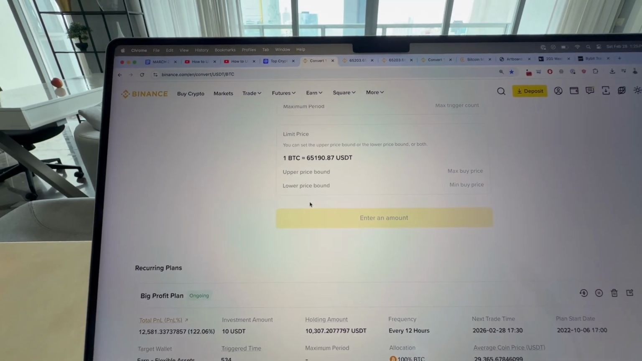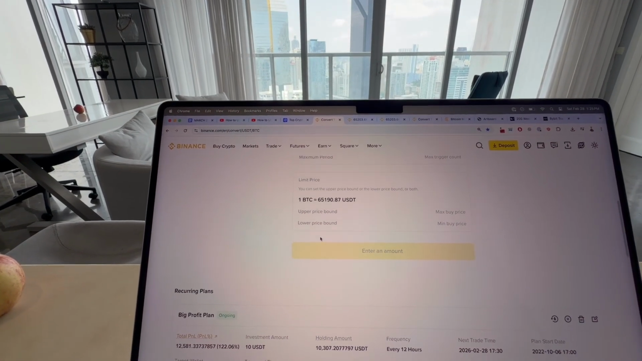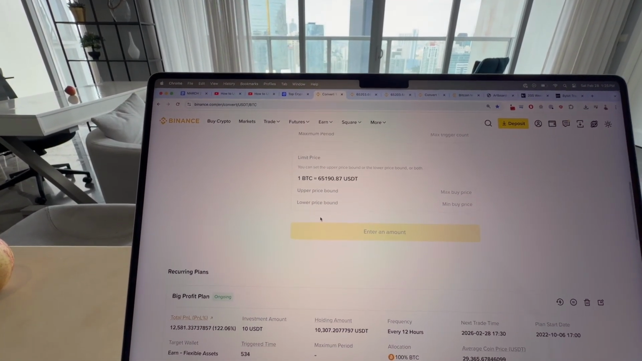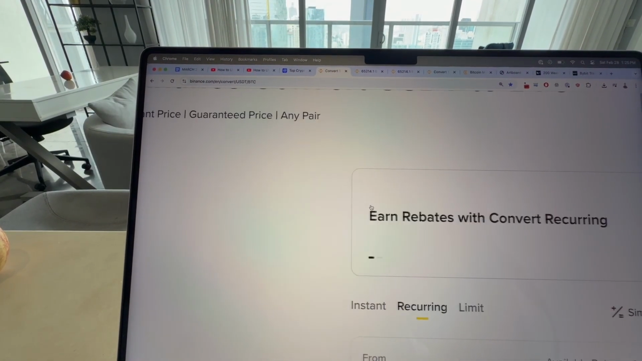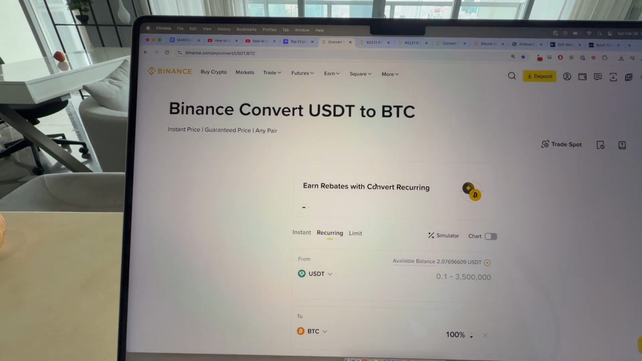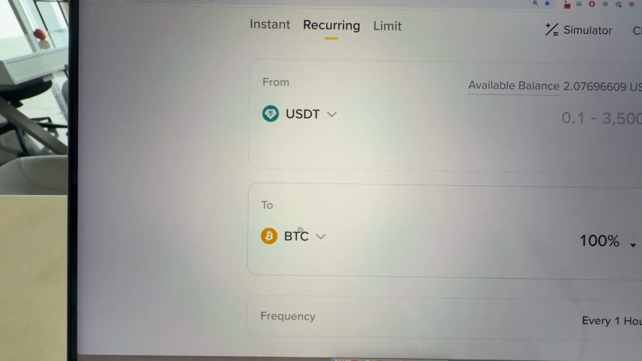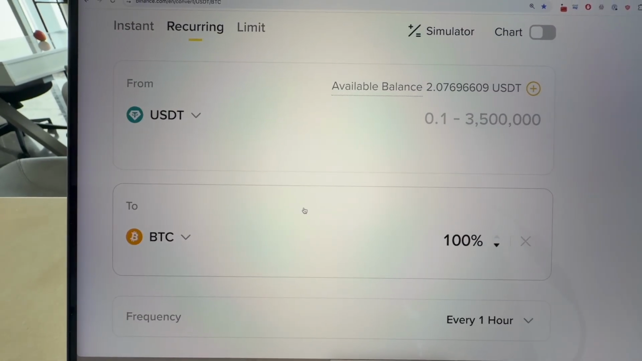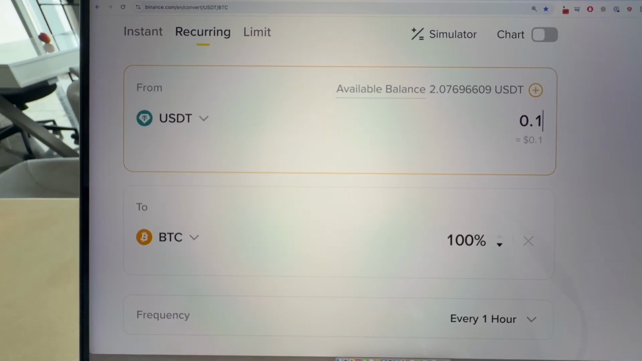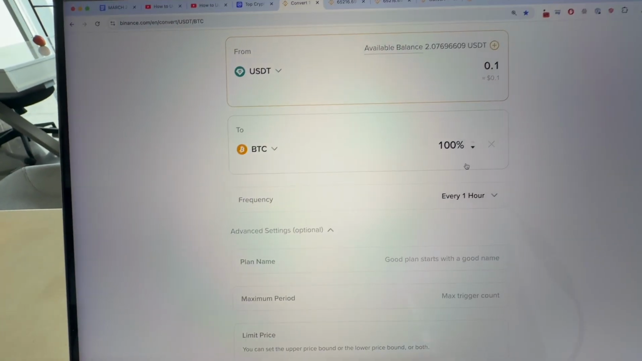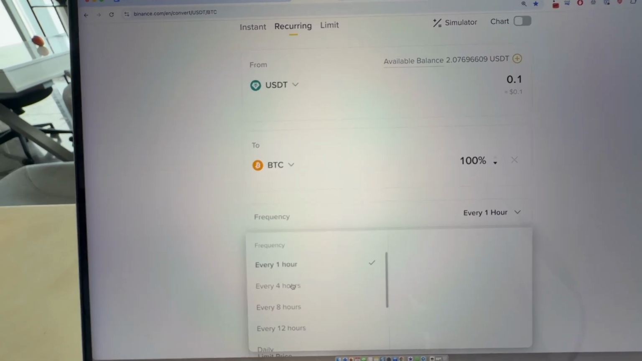So this one doesn't sell, unlike the bot that Binance calls Spot DCA. So typically when people talk about DCA bots or Spot DCA, this is what they mean. Convert recurring on Binance, and here you can choose which currency you want to convert, and here you can choose what you want to get, and the minimum is only 0.1 USDT, so people who don't have much are able to use it. And here you can choose the frequency, and you can use it even every hour.